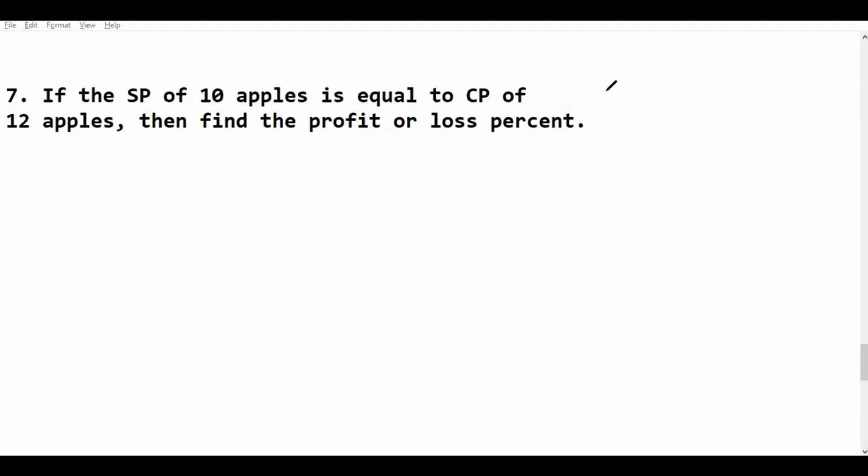Once you are getting profit, your cost price should be small. What is the smallest value among these two? This is the smallest value. When you are in profit, the difference is the profit. What is the difference? 2. What is the smallest value? 10 into 100. That will give you 20%. Okay, let's go to the next question.